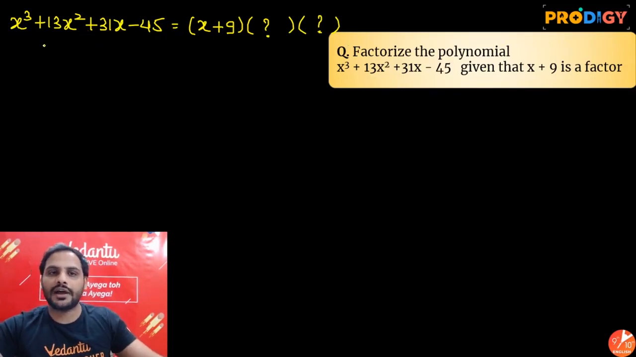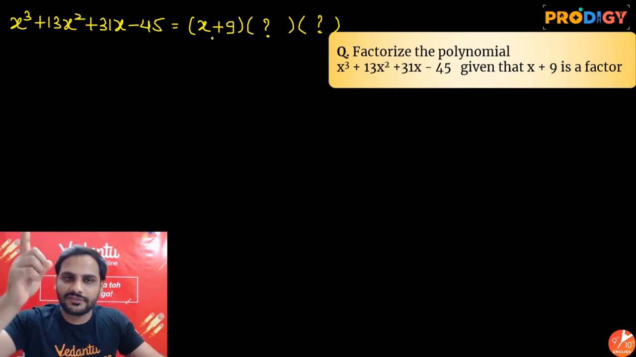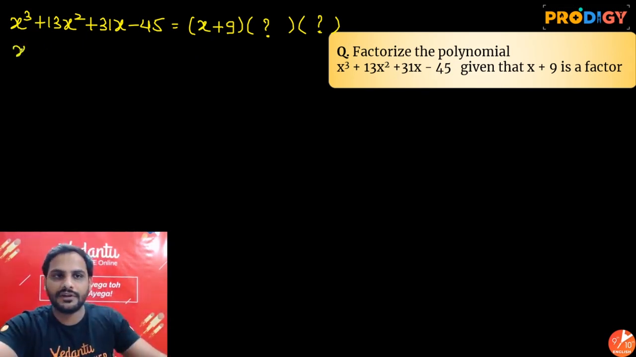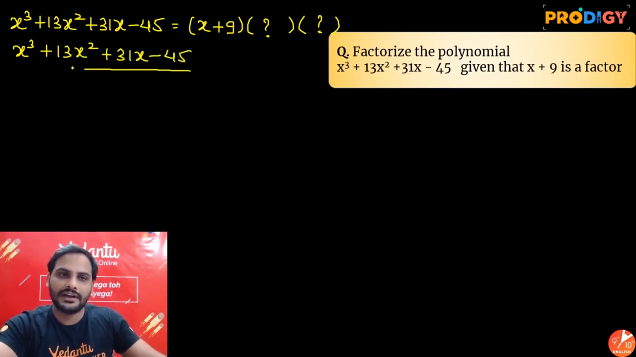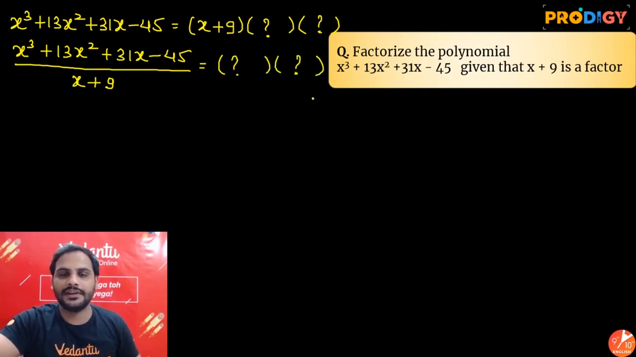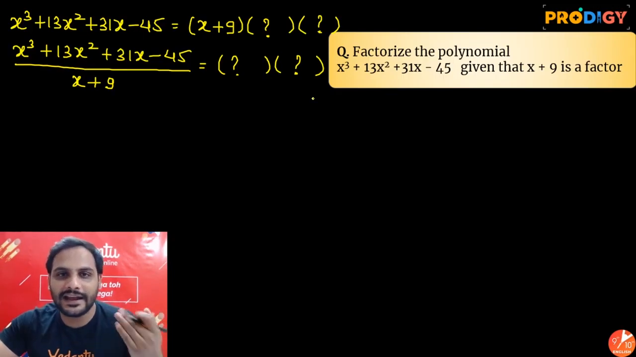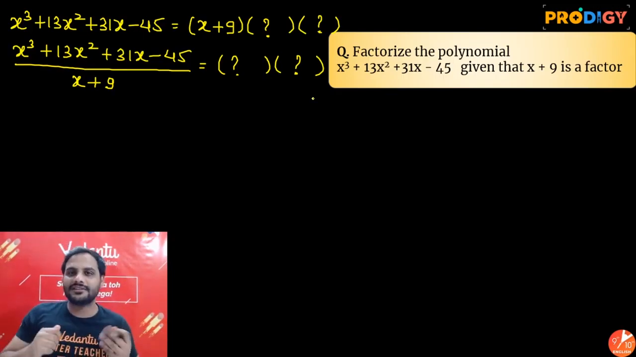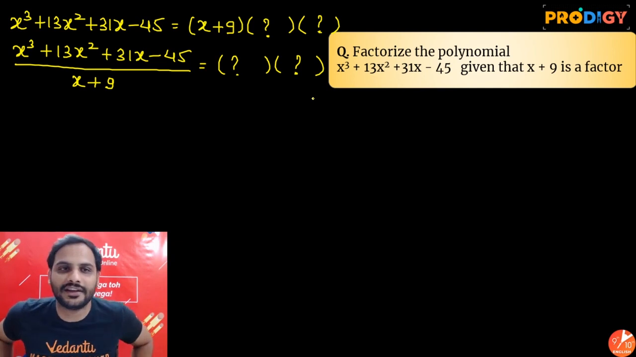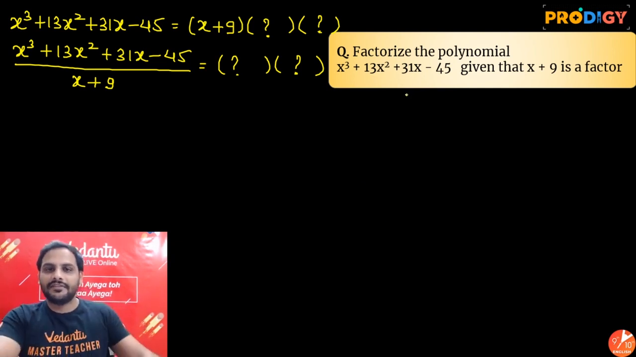So what can I do? This x plus 9, if I shift it over there, will go into division. So I can say x cube plus 13x square plus 31x minus 45 divided by x plus 9. Because here it is in multiplication, it will go into division. I will get my remaining two factors, and I know how to do long division, we have done it already. So let us divide.